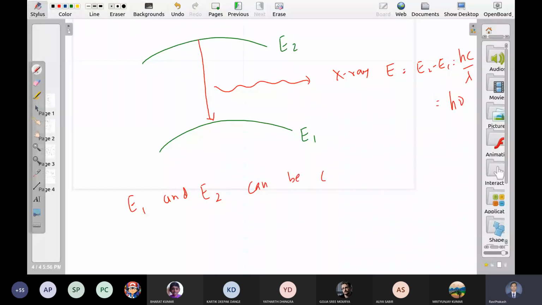How do we calculate it? Calculate it using Bohr's model. Okay, and what does Bohr's model say? So I'm not going to derive all these things. These energy levels are proportional to what?